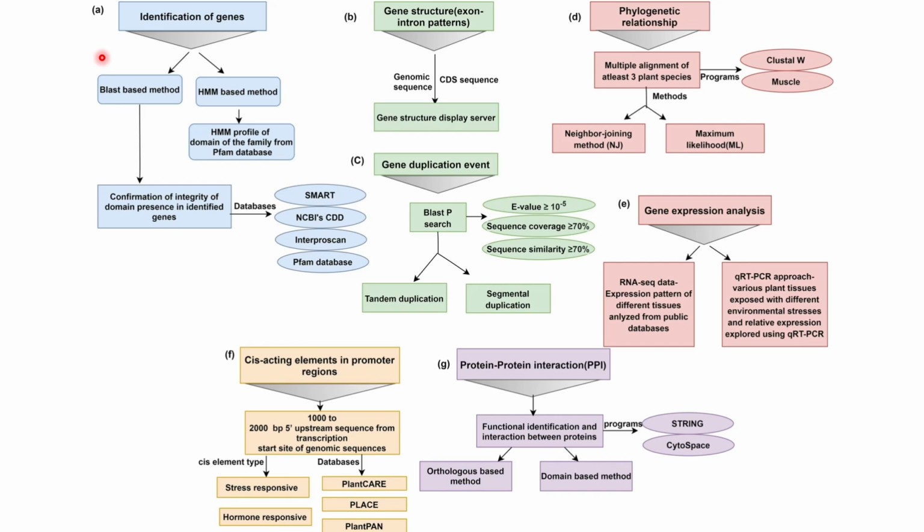After that, we are confirming the integrity of domain presence in the identified genes by using the different websites and databases that are shown here: SMART, NCBI CDD, InterPro Scan, the Pfam database, and different other databases that can be used for the identification of a domain. We are also going to make an analysis of domains. We are also going to visualize the domains that are present in our genes as well, which will be very important, I guess.